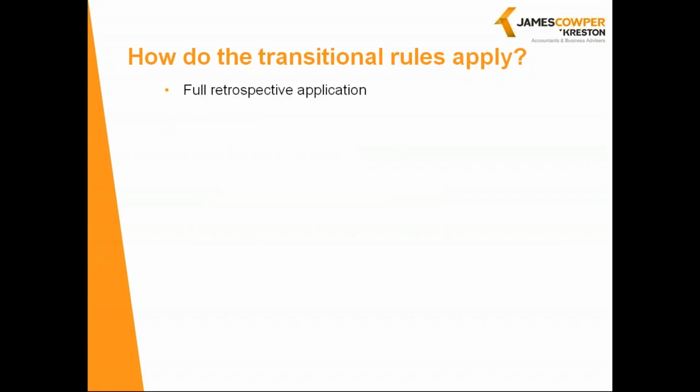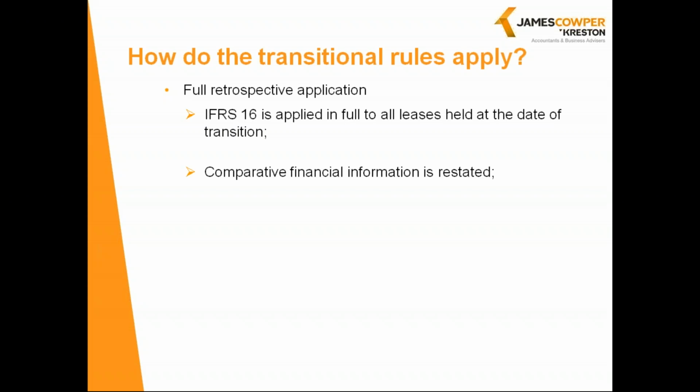Firstly, the full retrospective application is absolutely just that. So you go back to the very beginning of the lease and account for it as if IFRS 16 had always been in existence by calculating your right of use asset and your lease liability at inception, and then essentially you roll it forward to the accounting periods shown in the accounts. The prior year comparatives will require a restatement following this approach, and there will also be an adjustment to the P&L reserve at the beginning of the earliest period presented.